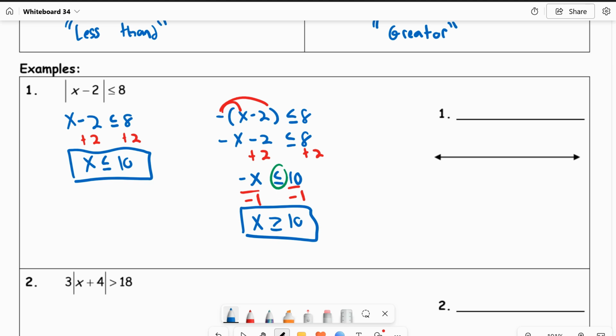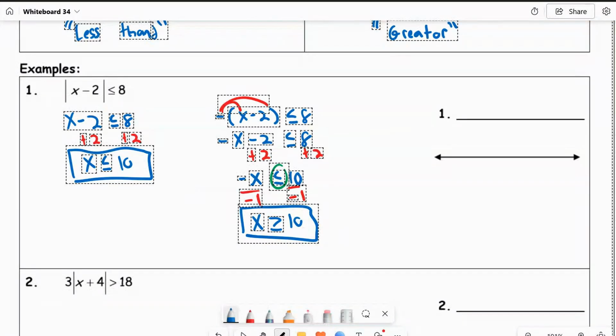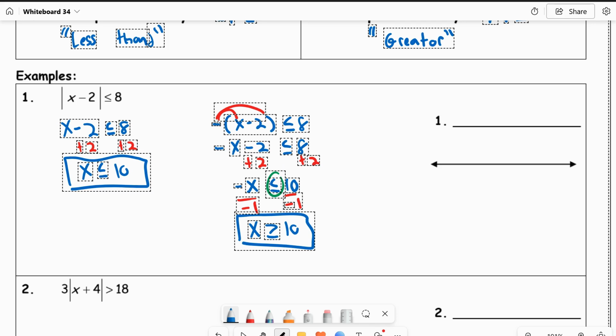Once again, this is when we need to determine between our "and" or "or." Since our inequality is less than, our absolute value is less than whatever's on our other side, this is an "and" example. So I'm just going to write that down so we have it.